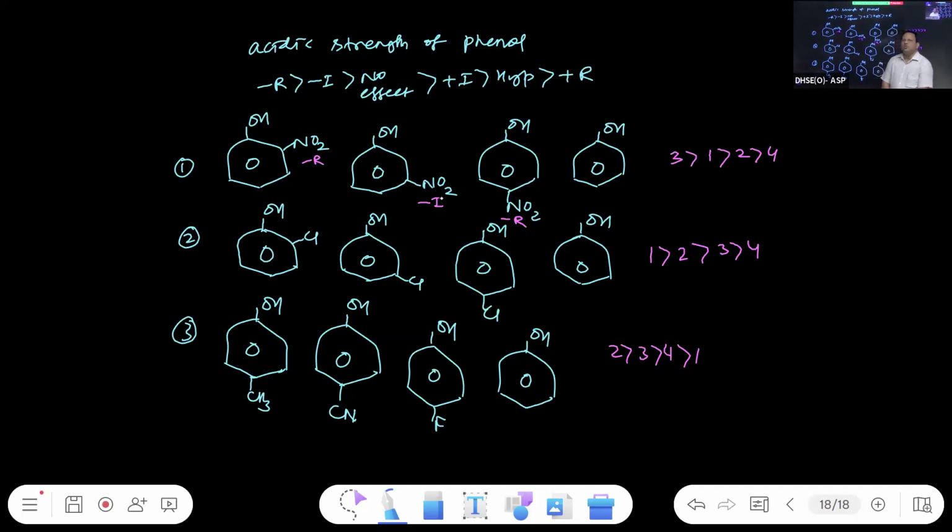Now how to compare between ortho and para? At the ortho position as well as at the para position, the minus I effect is the same. The minus R effect is also the same.